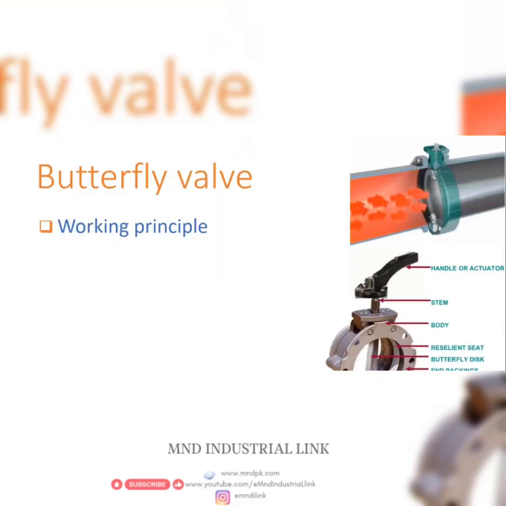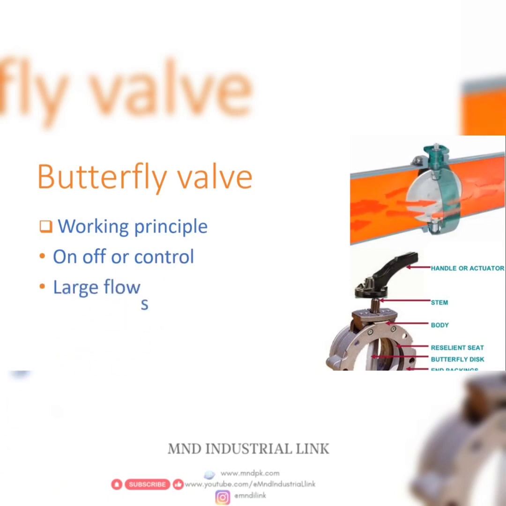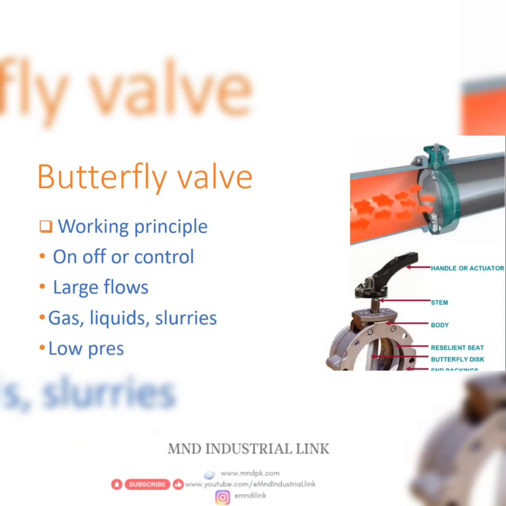Working principle of the butterfly valve. This valve has a rotating disc in the pipe section body where a stem passes through. The disc is supported by both ends of the body. It can be used for both on-off or control applications while handling large flows of gases or liquids including slurries. The butterfly valve is used for low pressure applications where leakage is unimportant.